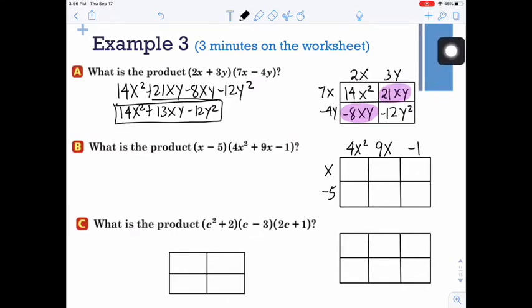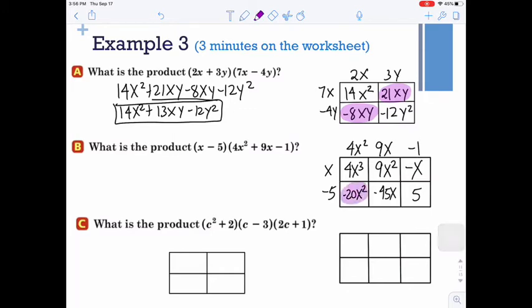Now, in our new box, we're going to do the exact same thing. So 4x squared times x gives us 4x cubed. x times 9x is 9x squared. x times a negative 1 is negative x. 4x squared times negative 5 gives me negative 20x squared. Negative 5 times 9x gives me negative 45x. Negative 5 times negative 1 gives me positive 5. Now I'm going to skip the step of writing everything out, and I'm just going to look for like terms.